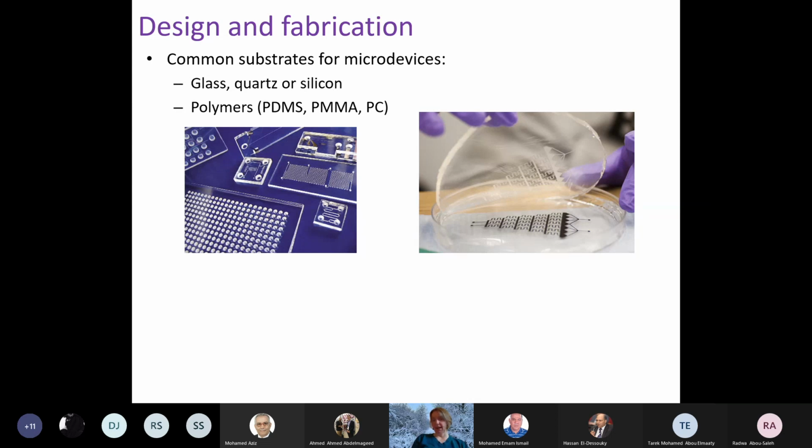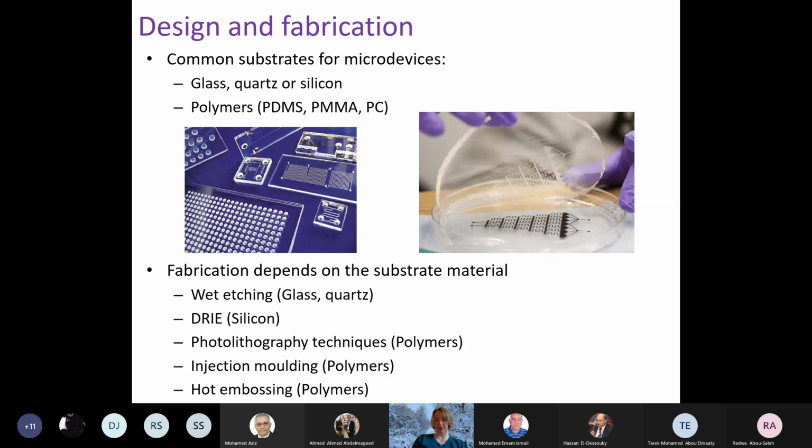And what you can see on the left here is glass devices, so very rigid devices. And then on your right is a typical cast of a PDMS device. It's a soft polymer. It's very flexible. And you would choose the material of your microfluidic device depending on what you actually want to achieve, what you want to apply your microfluidic device to.